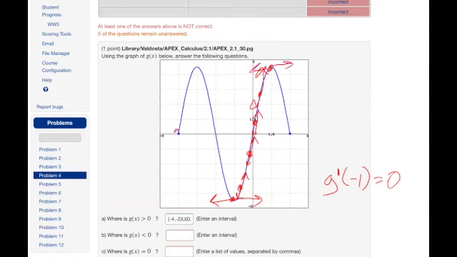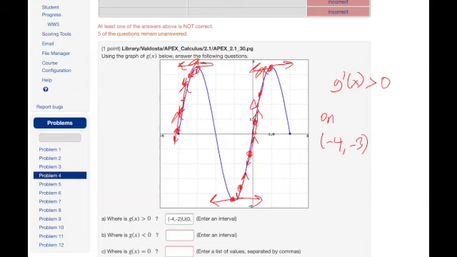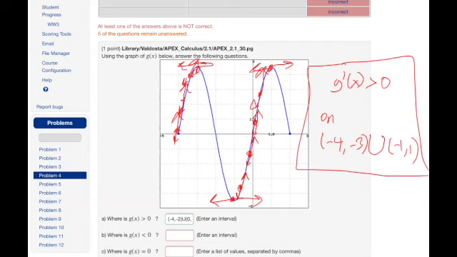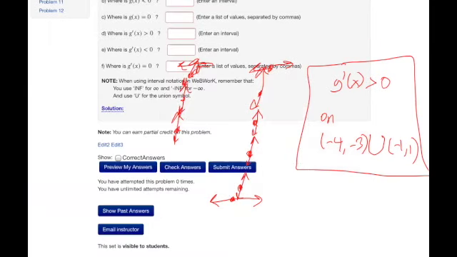So if I've actually sketched my tangent lines here and checked where they have positive slopes, it looks like g prime of x is greater than 0 on -4 comma -3 union -1 comma 1. So let's scroll down and see. Go ahead and clear what I have and see.